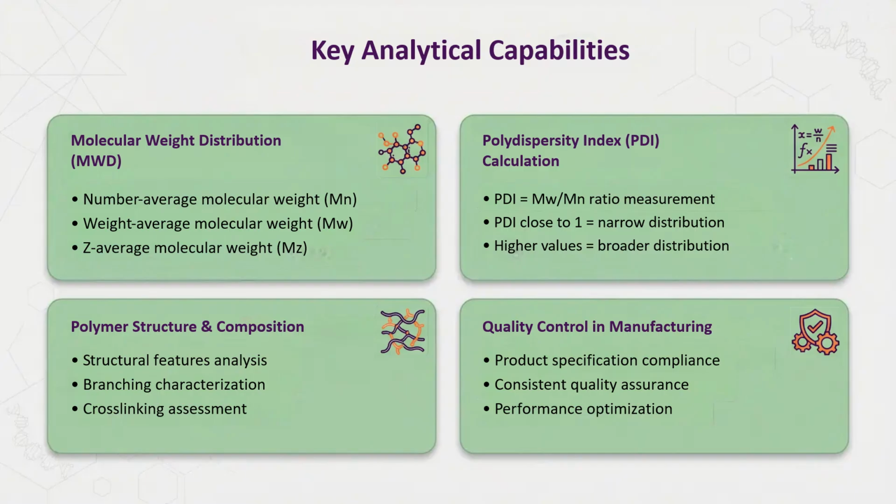GPC gives us Mn, Mw, and Mz, number average, weight average, and Z average molecular weights, each offering a different statistical perspective. More importantly, we calculate the polydispersity index, or PDI, which is the ratio of Mw to Mn. A PDI close to 1 indicates a very uniform polymer population, which is ideal for high-performance applications like drug delivery systems. Higher PDI values suggest broader distributions, which can impact mechanical strength, viscosity, processing behavior, and regulatory compliance.